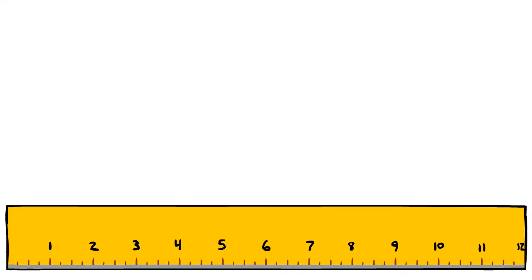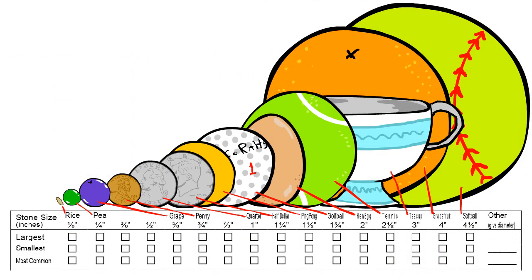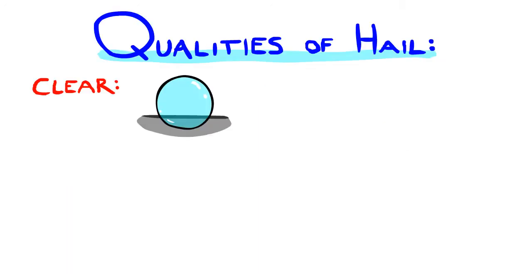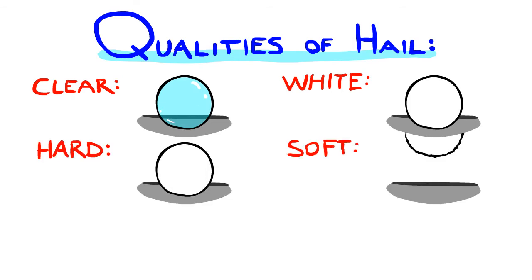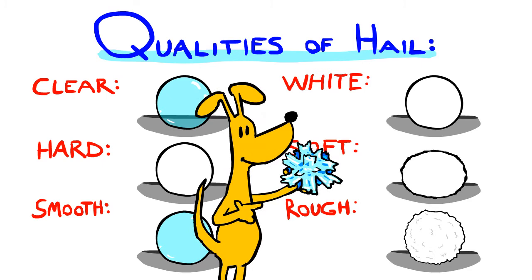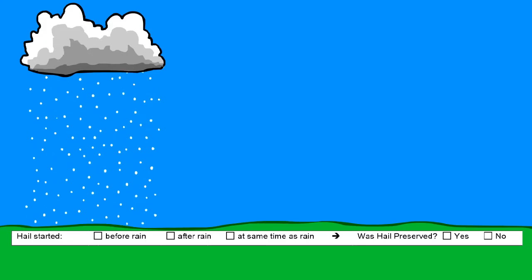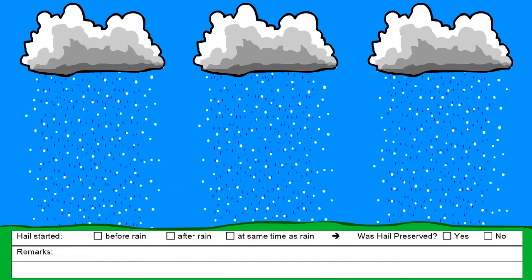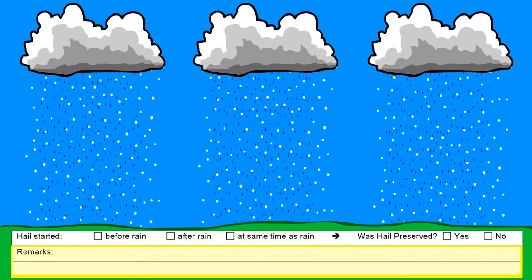If you do not have a ruler handy, you can make educated guesses using these objects listed on the form for comparison. Also, check to see if the hail is clear, white, hard, soft, smooth, rough, or has any other interesting properties. Take note if the hail began before, after, or at the same time that rain began, and write other notes that may be pertinent to the storm.